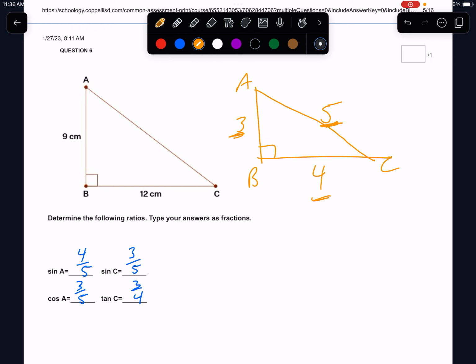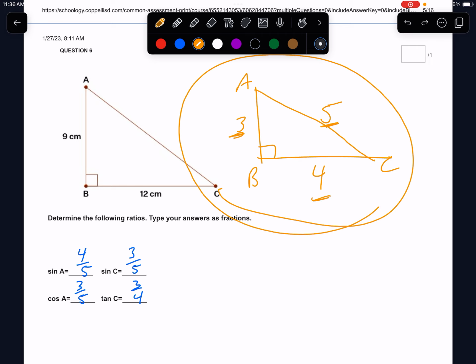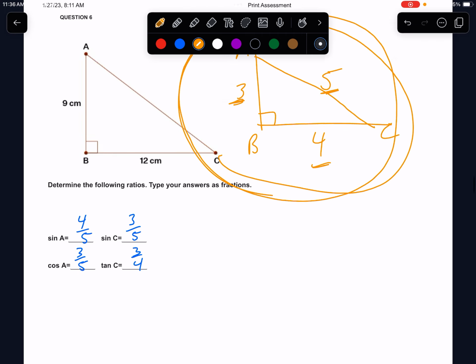The cosine of angle A would be adjacent over hypotenuse for A. And then, of course, the tangent of angle C is going to be opposite over adjacent for C. But if you have this triangle, it's already all reduced.